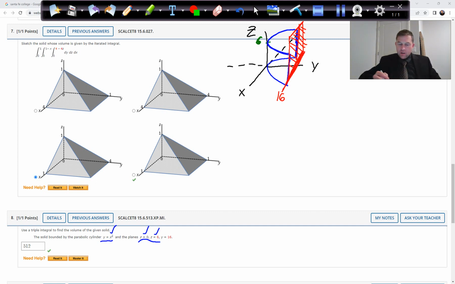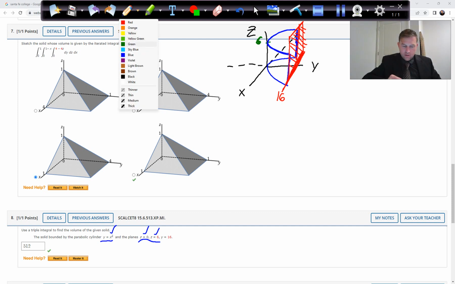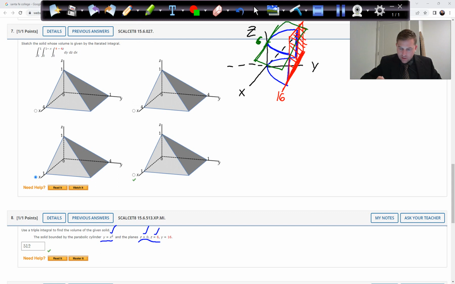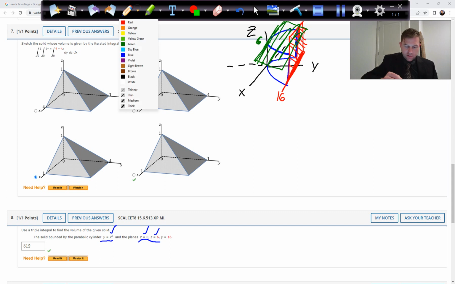Okay, so we've cut it off on top at z equal to 6. So we've stopped it from going any higher that way. We've chopped it off at the bottom at z equal to 0, so it can't go any further down, it can't go any further up, and it can't go any further in the y direction because of this red plane here. Okay, so let's see what we're left with.